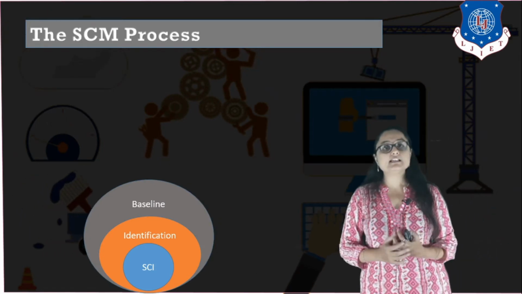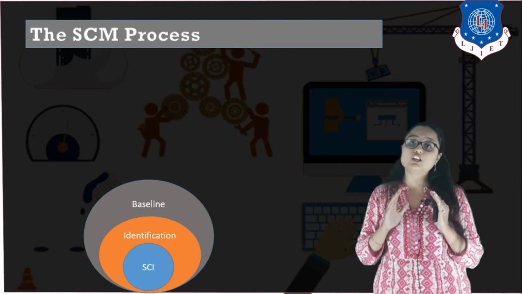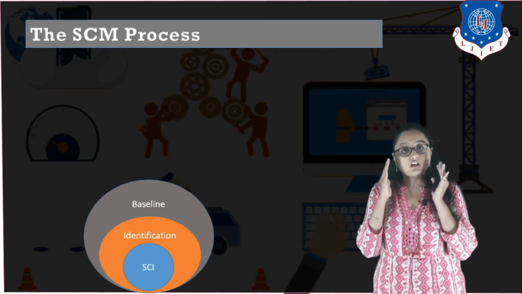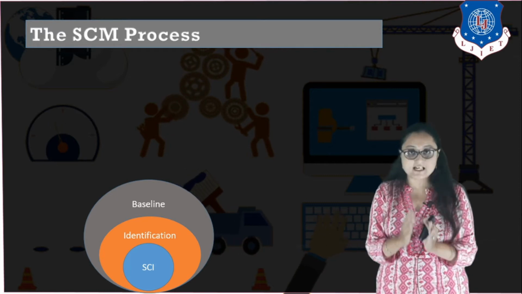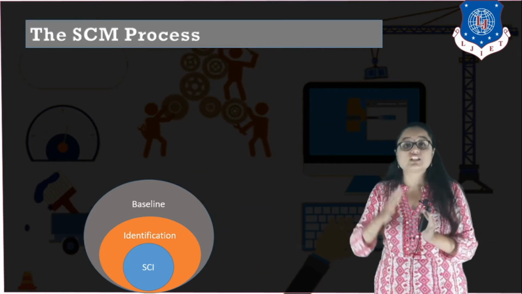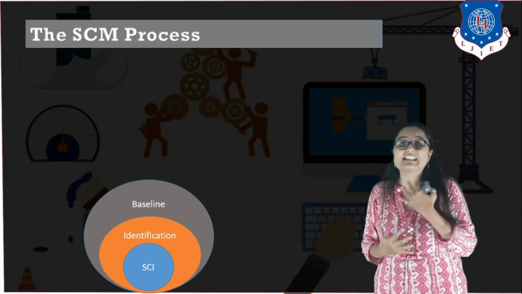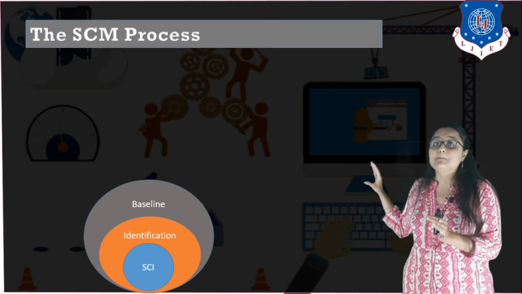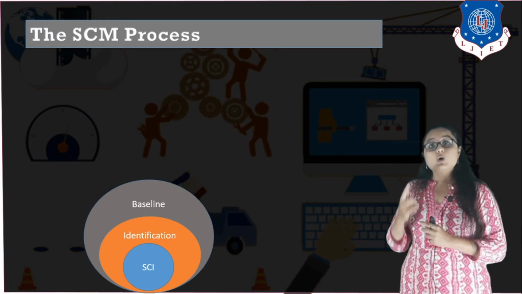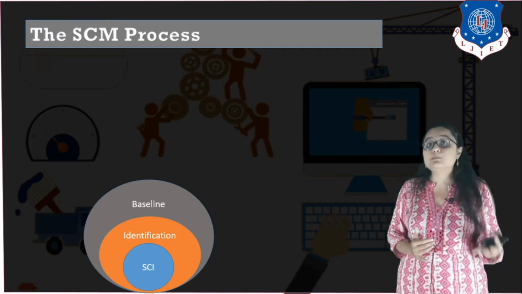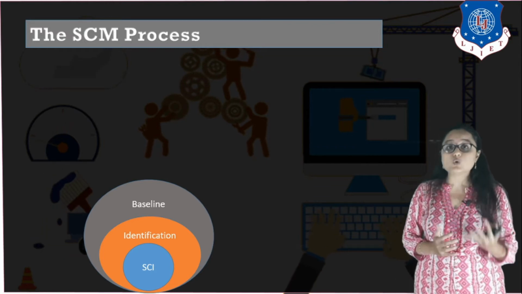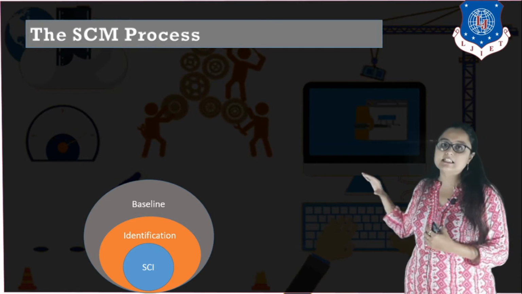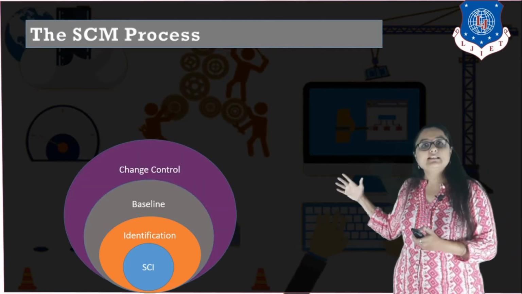Now baseline is something that you can say is when all your software configuration items are frozen. It means this is a version that we have decided is a quality version, which has been reviewed thoroughly and tested. Now if you want to apply any change in this baseline version, you have to follow a formal procedure. It means you have to issue a change request and then only you can apply changes in this baseline, right? The next is change control.